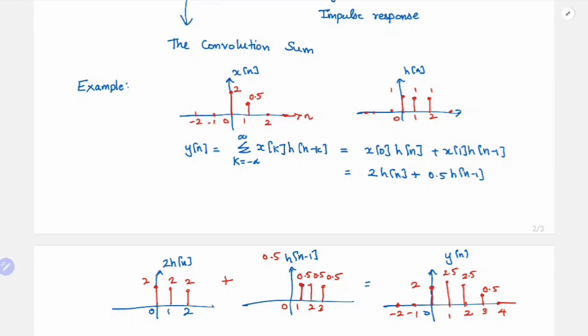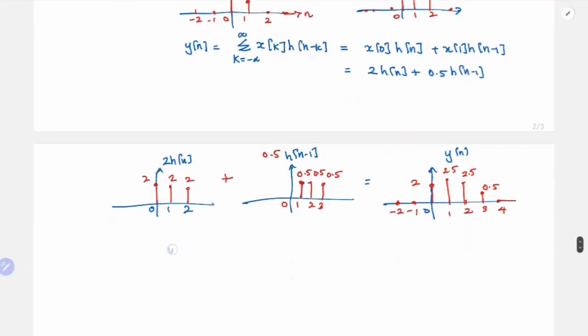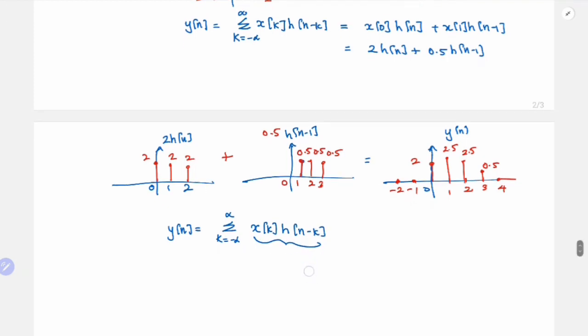But if your x of k is actually infinitely long, then you can't find infinite times of h of n and then keep adding them all up, right? So we have another method. So in that, to find y at a particular value of n, we take x of k and multiply it with h of n minus k, right? We first perform the multiplication and then we sum it all up. So that will give me a particular value at n, right?